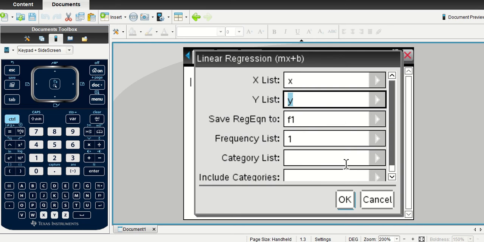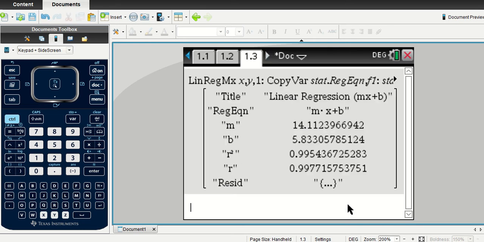Saving the equation in F1. Everything else is going to stay the same. We're going to hit OK. And here is our equation. Okay, here's our R value. So you can see it's very close to 1. The residual is not coming up right now, and that's okay. We can talk about that a little bit later. But this R value tells us it's a strong positive correlation.